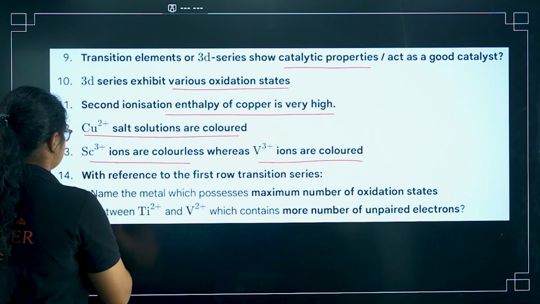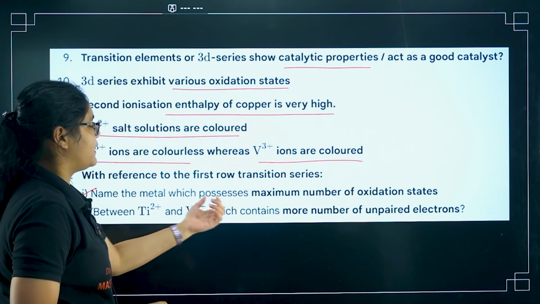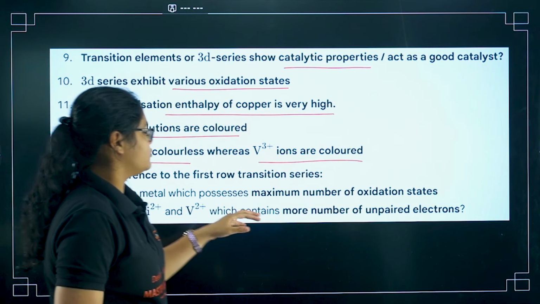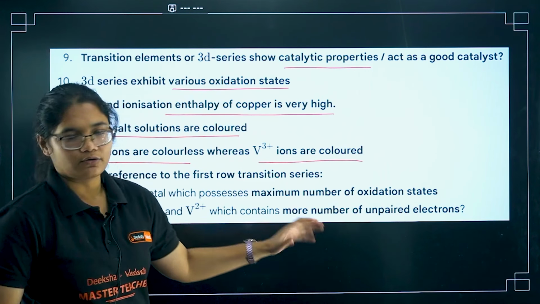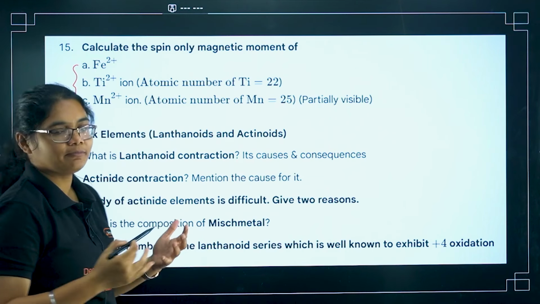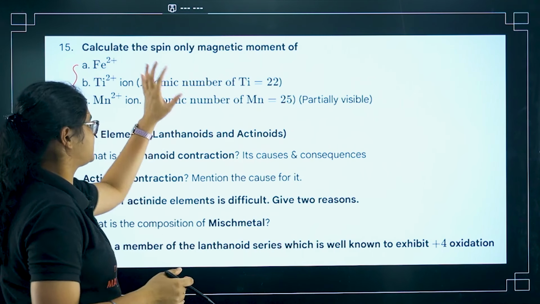Next, with reference to the first transition element, name the metal that possesses the maximum number of oxidation states. Between Ti2+ and V2+, which contains more unpaired electrons? Very simple question. Next, calculation of magnetic spin moment. If you know the formula, you can just calculate this one.